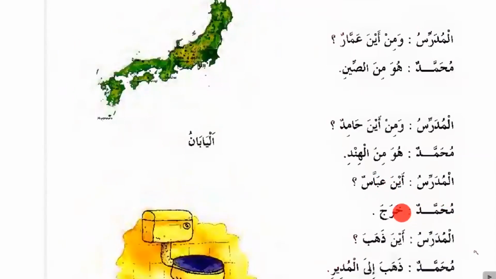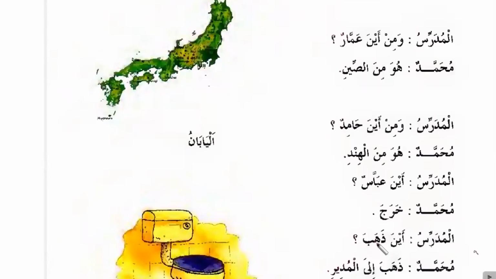So Muhammad replies, Kharaja. We mentioned two verbs the last time. Kharaja, which means what? He left. He went out. So Al-Mudarris says, Aina Zahaba. Aina Zahaba, where did he go?